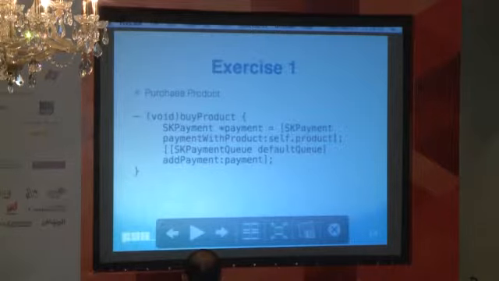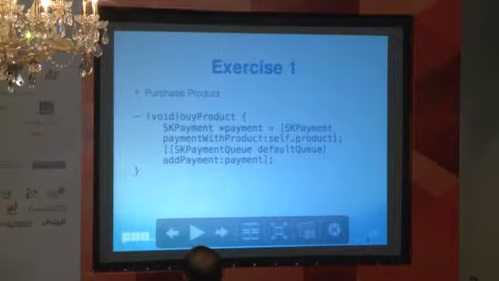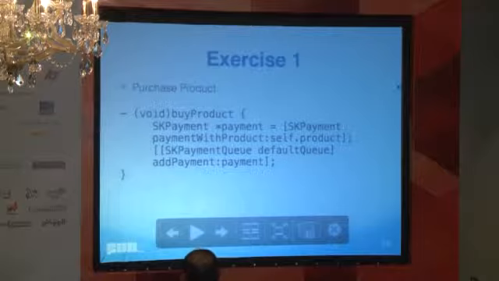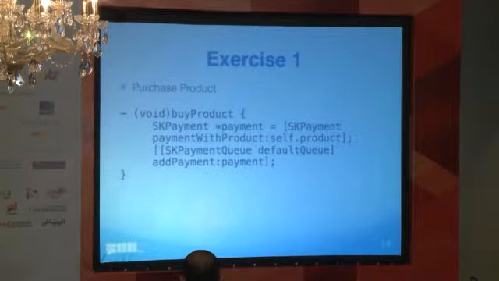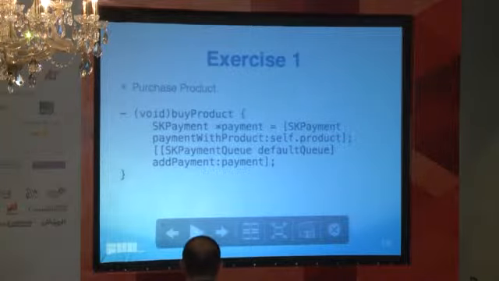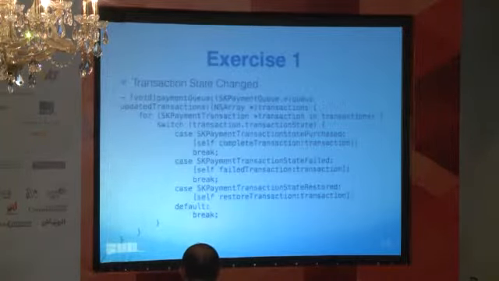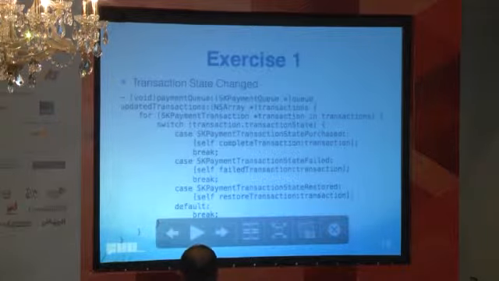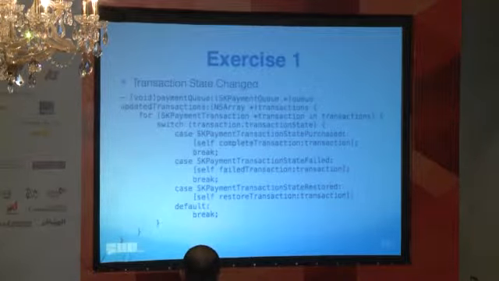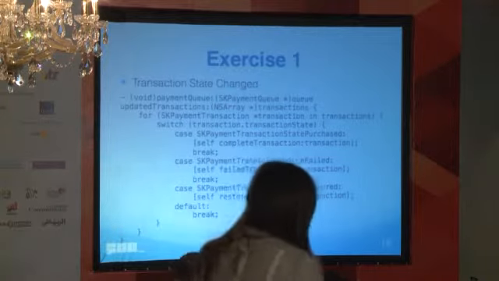Okay. For purchasing the product, it's very straightforward. You just create a payment object, and then you add it to the payment queue. Okay, and you will receive notifications, because the delegate will be informed when the state of this transaction has changed. So if you are purchasing the product, the state will change to SKPaymentTransactionState purchased.